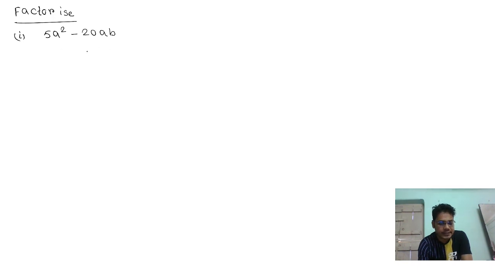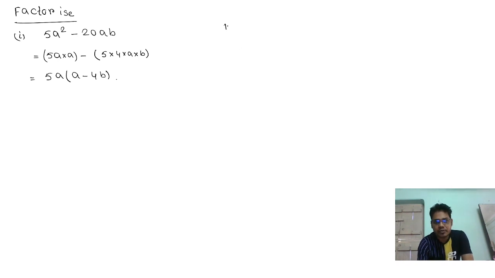So if you look at this, you can say that 5a is common in every term. So 5a square we can write 5a into a, minus 20ab we can write 5 into 4 into a into b. Now if you closely look at this, you can say that 5a you can take common. If you take 5a common, only a is left in the first term, in the second term 4b is left. So that will be the factorization and that is the answer of this question.